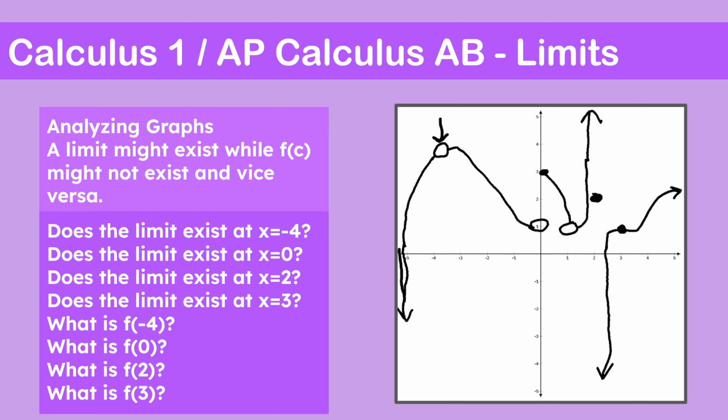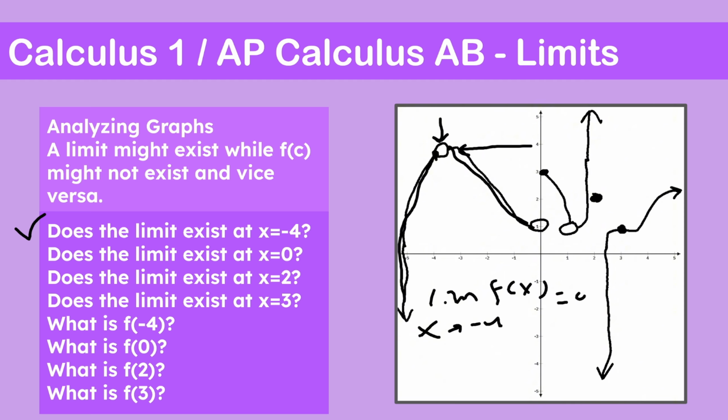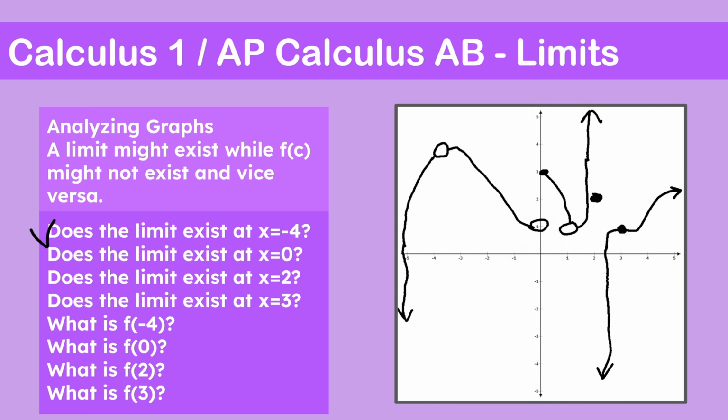From the left, f of x gets really close to 4, so it approaches 4. And from the right, f of x also approaches 4. So yes, the limit does exist, and the limit of f of x as x approaches -4 is equal to 4.